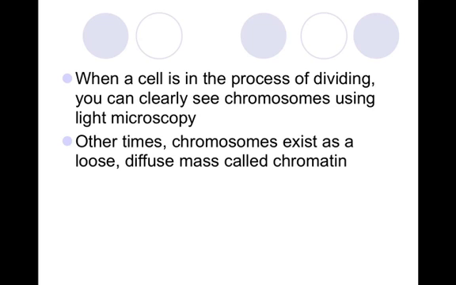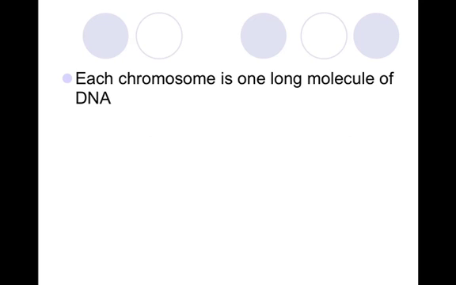When the cell is in the process of dividing, you can clearly see the chromosomes using even light microscopy, which is the same type of thing that we use. Other times, chromosomes exist as a loose, diffuse mass called chromatin, with an N, and that's when they're in the nucleus just hanging out. Chromatin, T-I-N, is when they're loose and diffuse. You need to know that for your test.